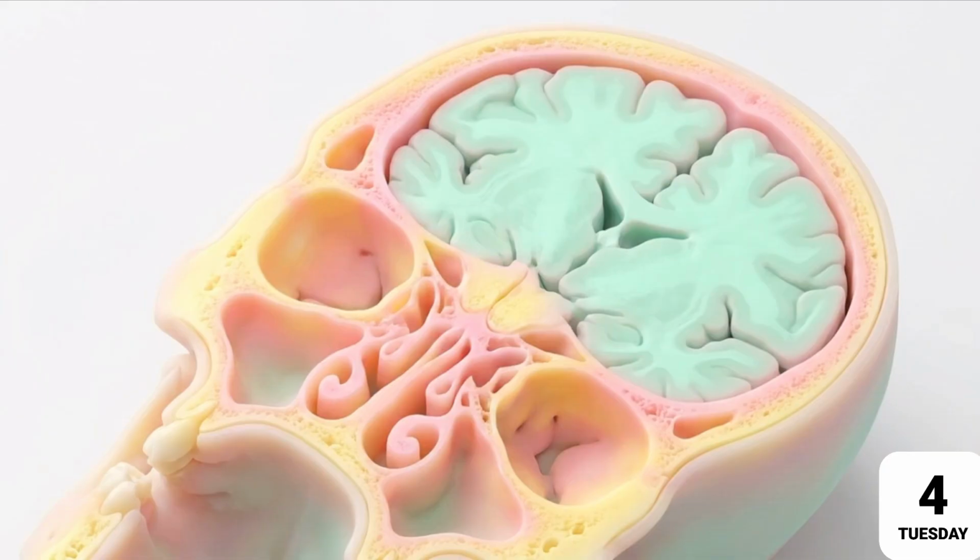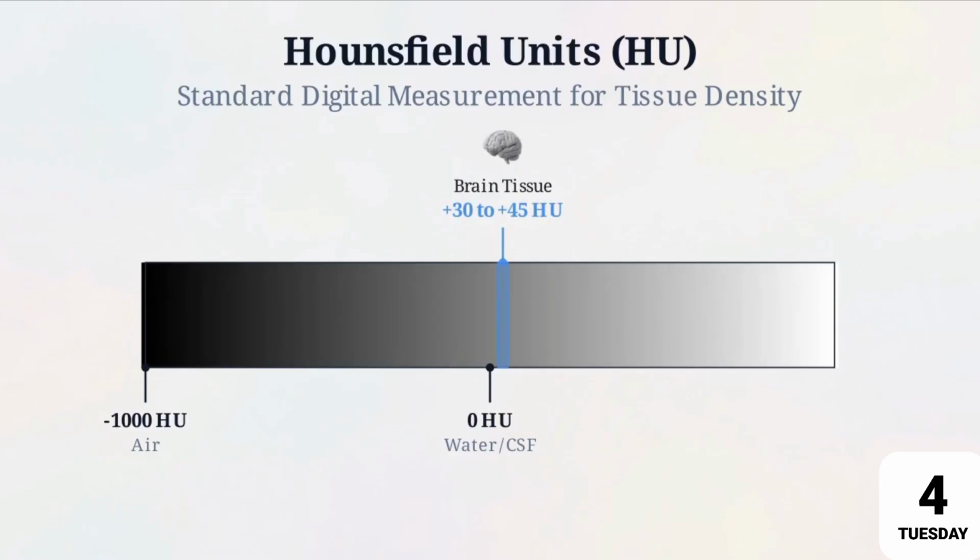Instead, it measures exactly how much X-ray radiation is absorbed by the different tissues inside the body. This animated scale shows how doctors track that absorption using Hounsfield units, or HU. It's the standard digital measurement for tissue density. At the far black end is air, measuring -1,000. Dark gray represents water and spinal fluid, right at 0. Biological brain tissue sits in the mid-gray range between +30 and 45. And dense bone registers as bright white, climbing up to +1,000.